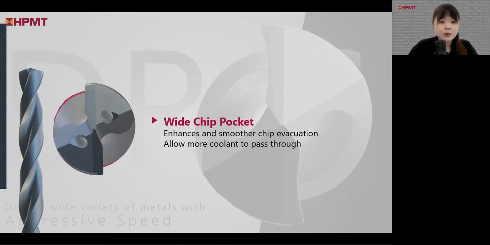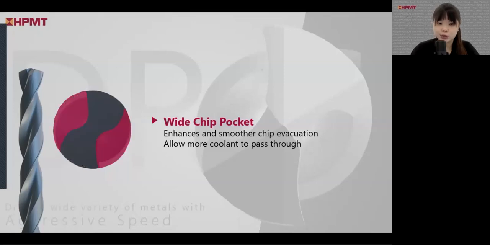All right, so here is the first key main feature we have. This is the wide chip pocket. When we talk about the chip pocket, maybe some of you know where it is. Some of you might not be very sure. So you can refer to the diagram on the left-hand side. The region highlighted in purple is where the chip pocket is located when we cut our cutting tool in half.